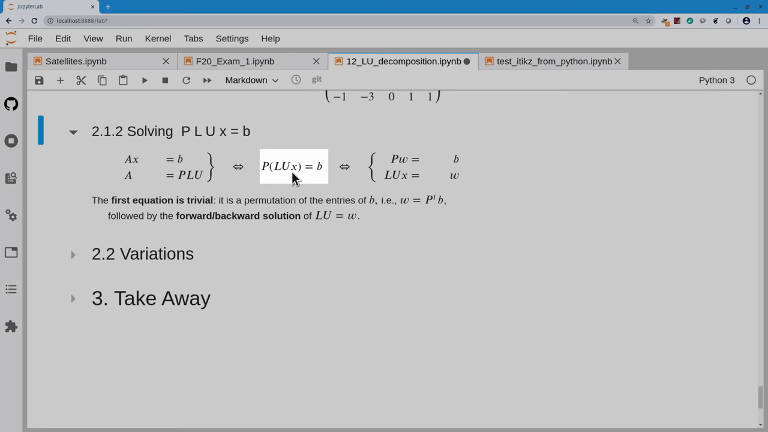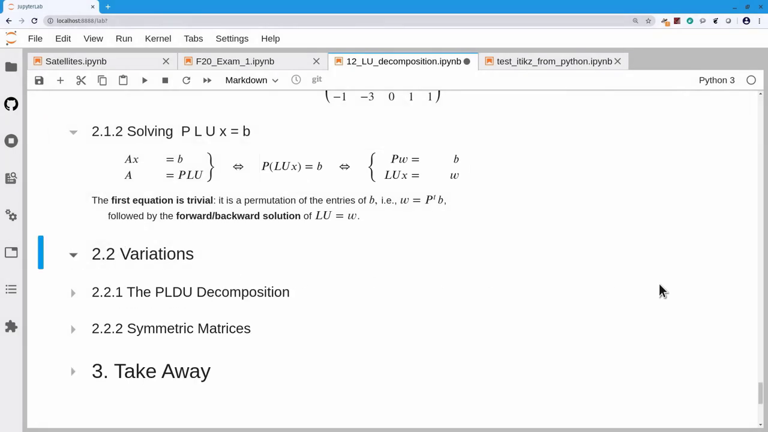I'll call it w. And so the first equation I have to solve is Pw = b. And after that, I'll have LUx = w as before. That's my forward-backward substitution problem as before. And Pw = b is a permutation on the w's equals b. This actually is trivial. It simply says reorder the entries in b according to what that matrix P is telling us to do.